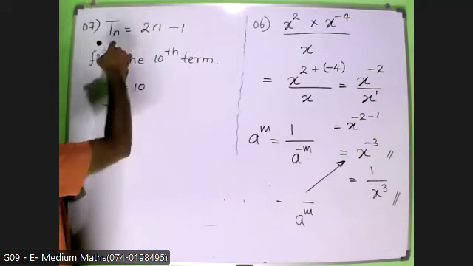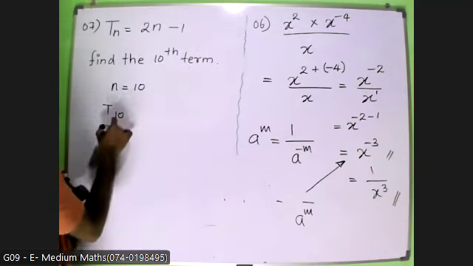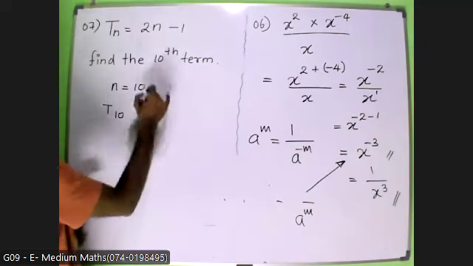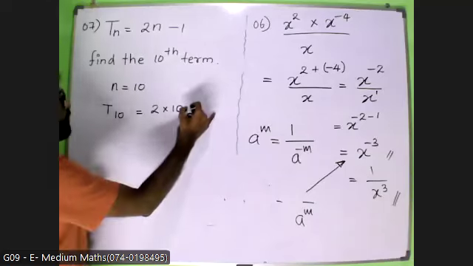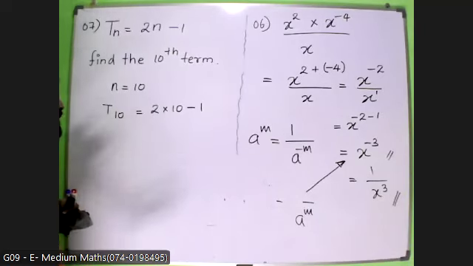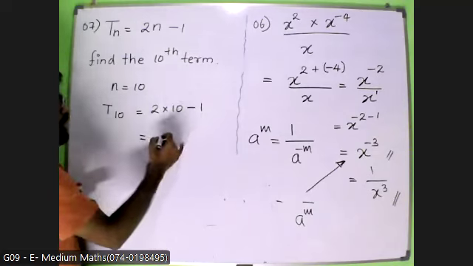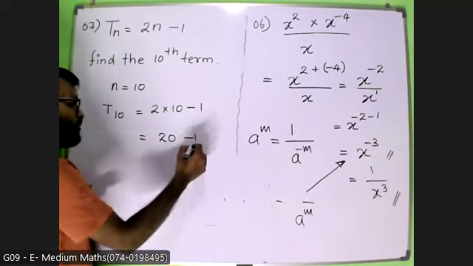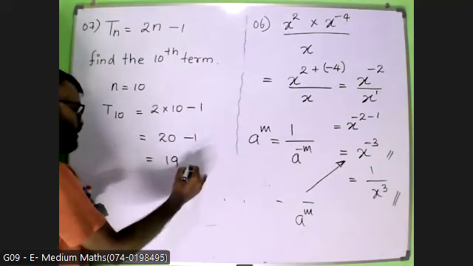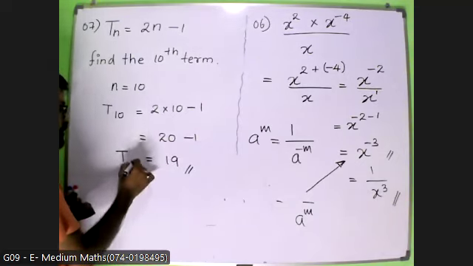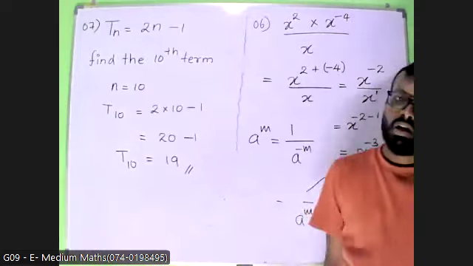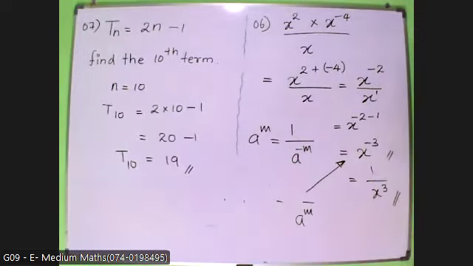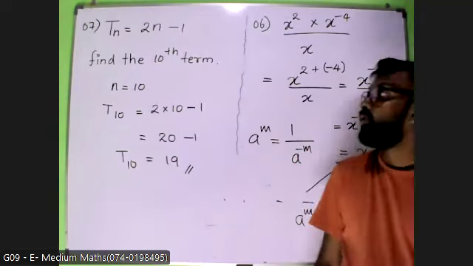So T10 equals 2 times n minus 1, so 2 times 10, 20, minus 1. So your 10th term is 19.